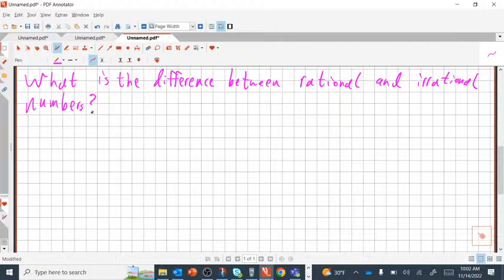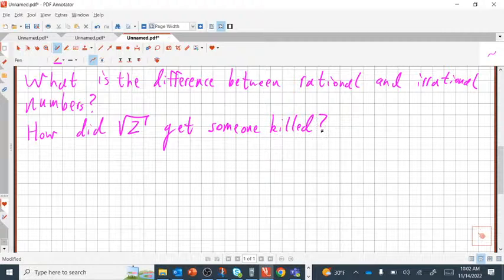And our second essential question, I would love to get that one from, let's go for it. Peyton, what's our second essential question? How did that thingy get someone killed? How did the square root of 2 get someone killed? How did the square root of 2 get somebody killed?